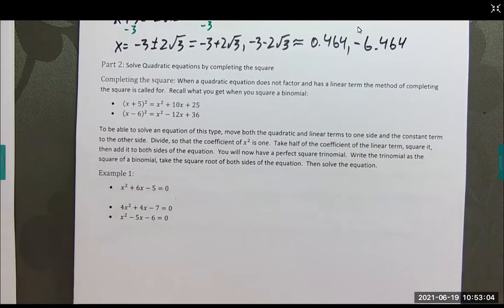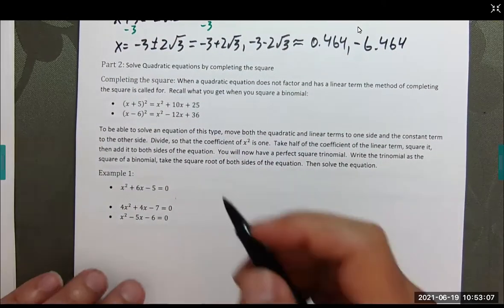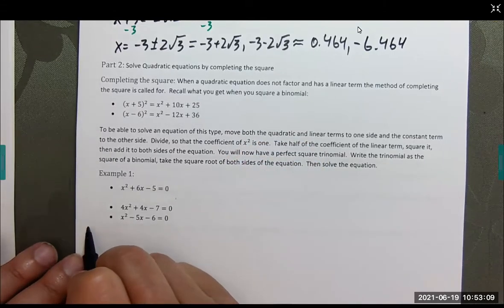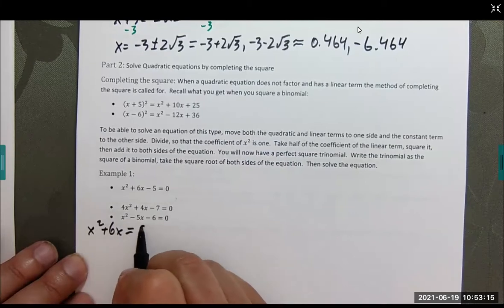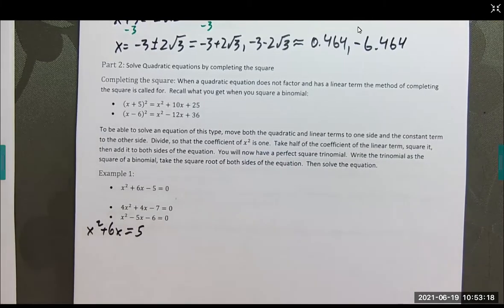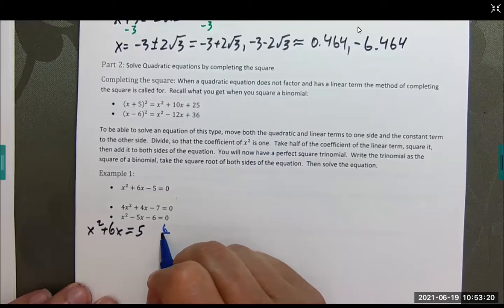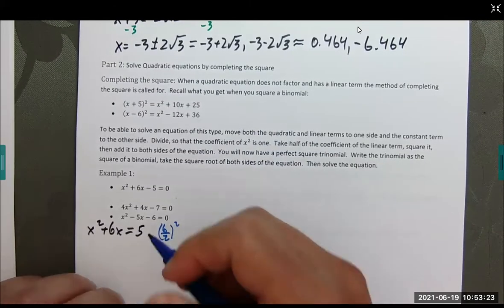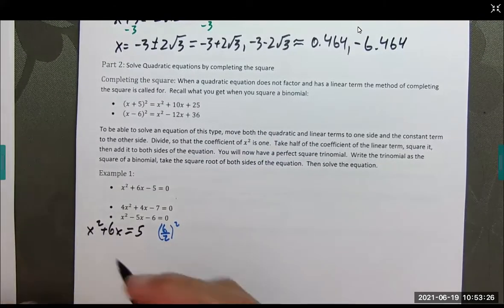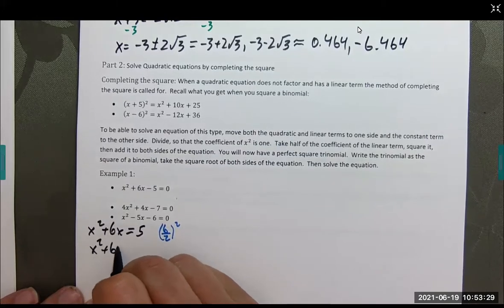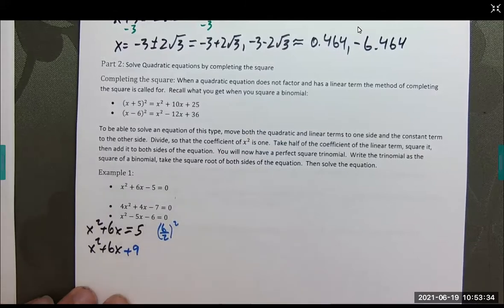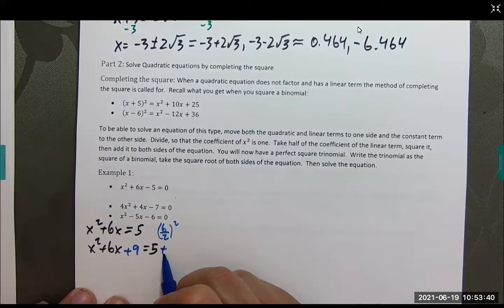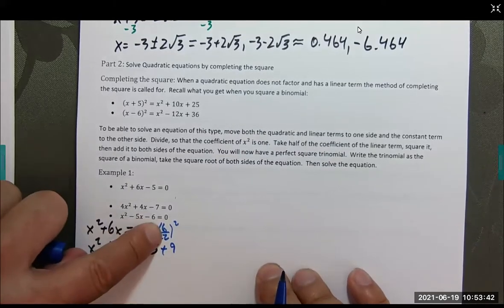We're going to solve quadratic equations by completing the square. And for this first one, I'm going to add that 5 to the other side. And what I'm going to do is I'm going to take the 6, I'm going to cut it in half, I'm going to square it. So that becomes 3 squared, which means in reality what I'm doing is I'm adding a 9 to both sides of the equation. Nine comes from 6 divided by 2 is 3. 3 squared is 9.